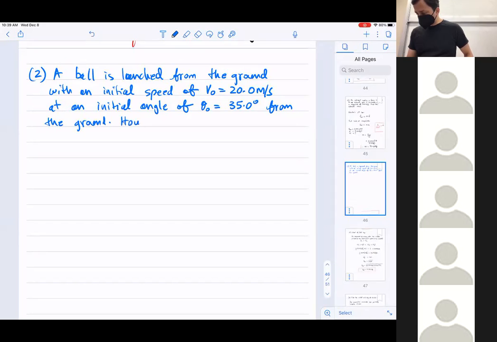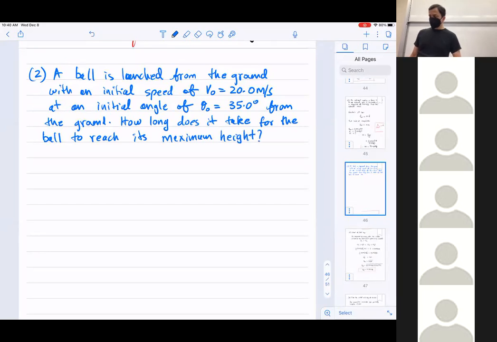The question then is, how long does it take for the ball to reach its maximum height? So that is the question. The first thing I'll do is I'll underline how long does it take. Some of you try to calculate how high it went. Again, make sure you read the question carefully. How long means how long it took.